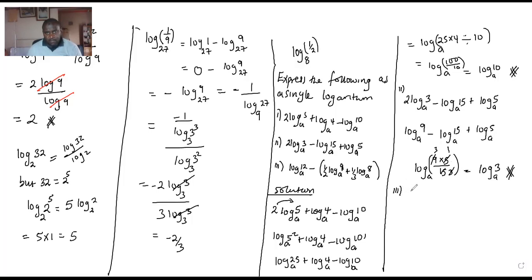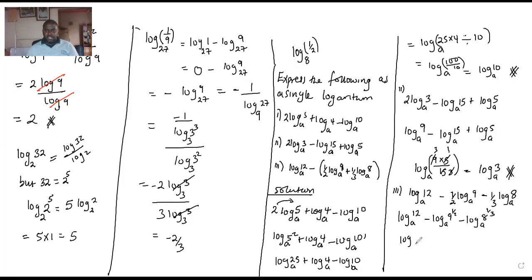Then the third one, log to base A of 12 minus a half log to base A of 9 minus a third log to base A of 8. I've opened the brackets. Now this power a half can go to the 9 and the power third can go to the 8, which brings about log to base A of 12 minus log to base A of 9 power a half minus log to base A of 8 power a third.